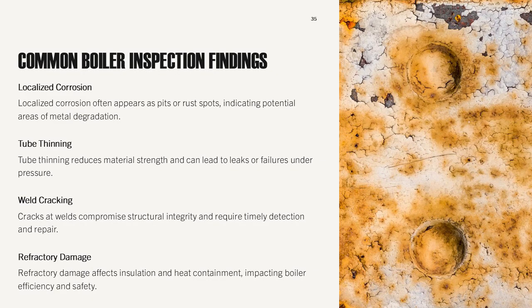Inspectors frequently encounter findings such as localized corrosion, tube thinning, cracking at welds, and refractory damage. Understanding common issues helps inspectors quickly recognize abnormal conditions. This section summarizes typical findings and their implications for boiler integrity.